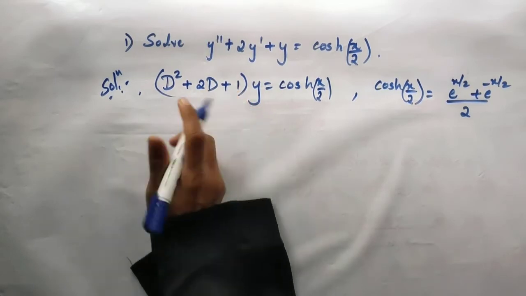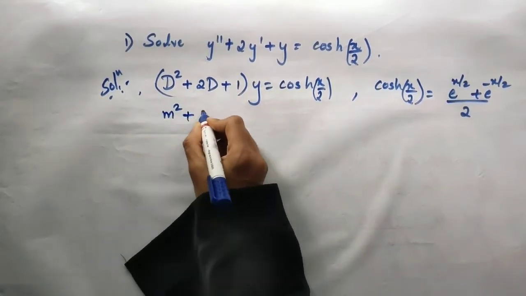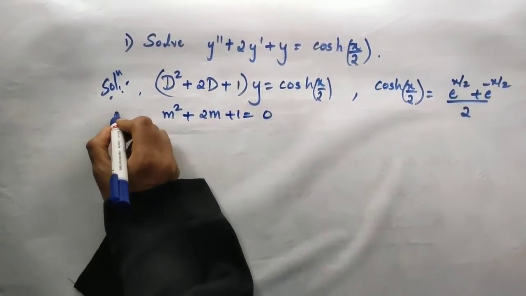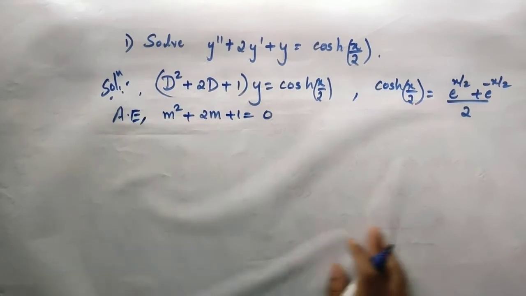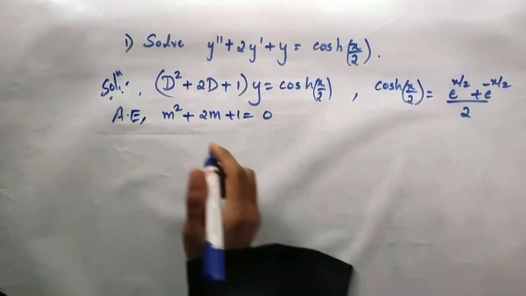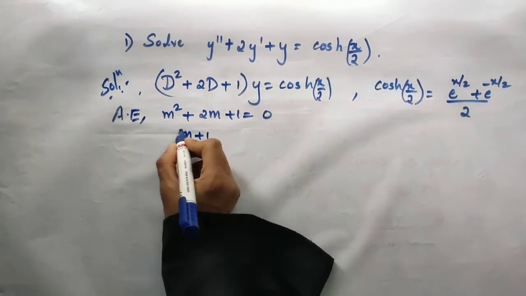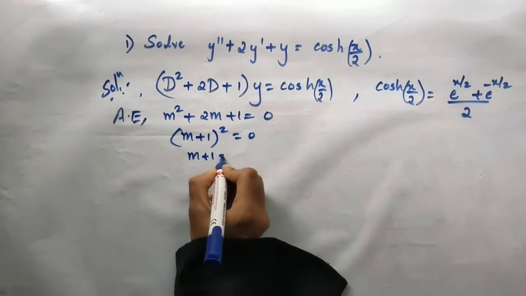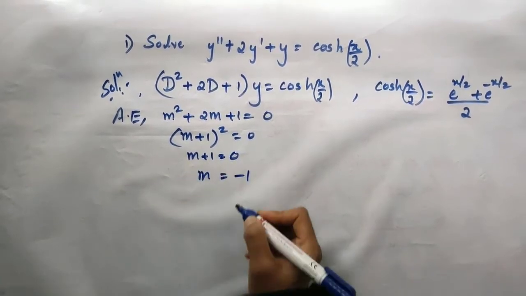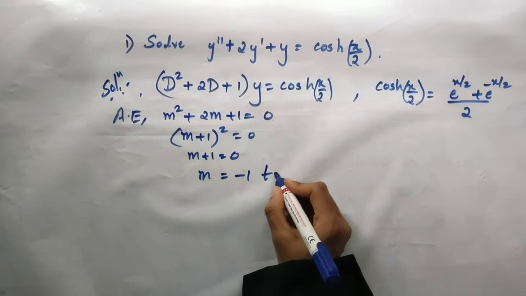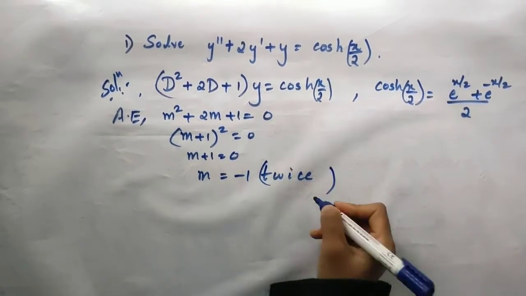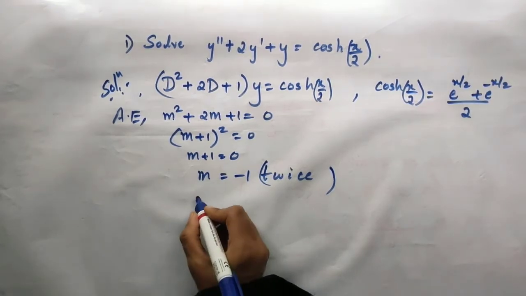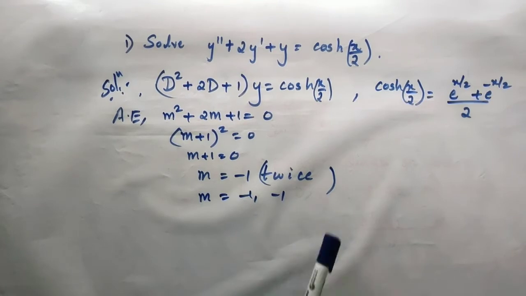Now write your auxiliary equation. It will be m square plus 2m plus 1 is equal to 0. So we have the auxiliary equation AE as m square plus 2m plus 1 is equal to 0, or we can write it as m plus 1 whole square is equal to 0, or m plus 1 is equal to 0, that is m equals minus 1 twice. So you have m is equal to minus 1, minus 1.